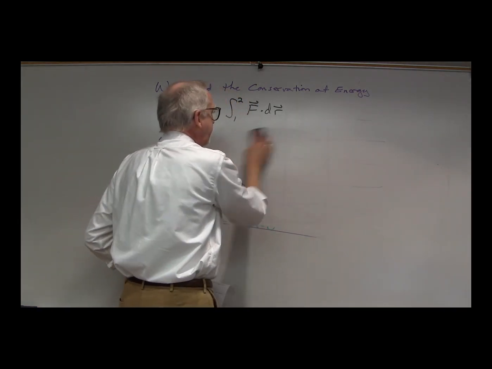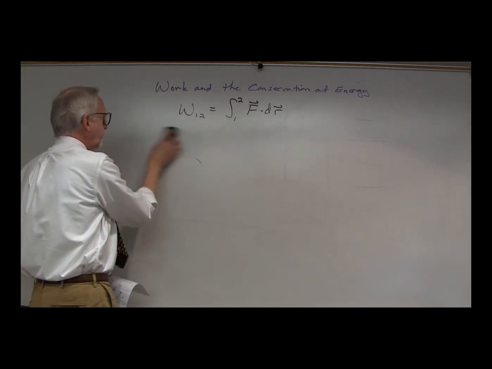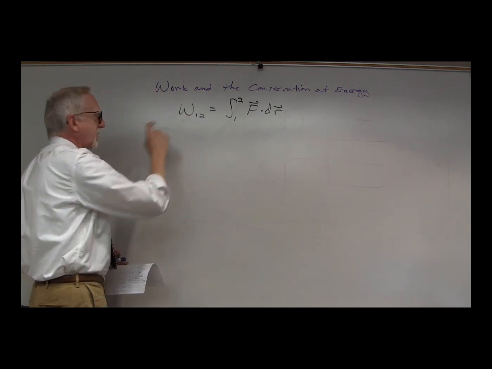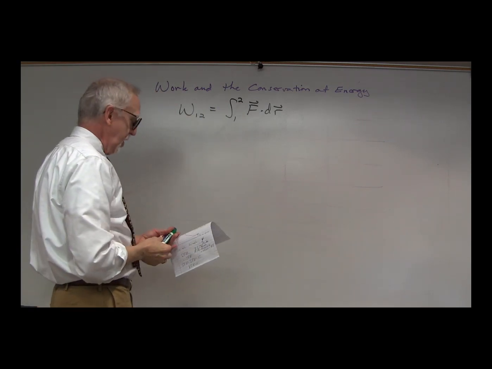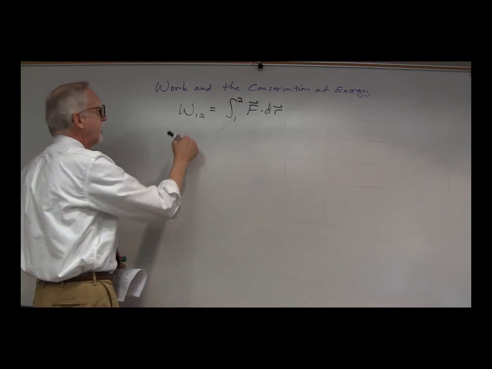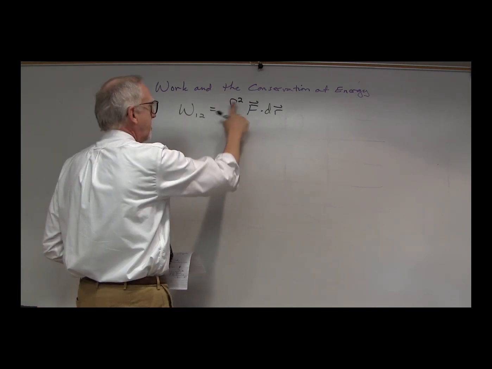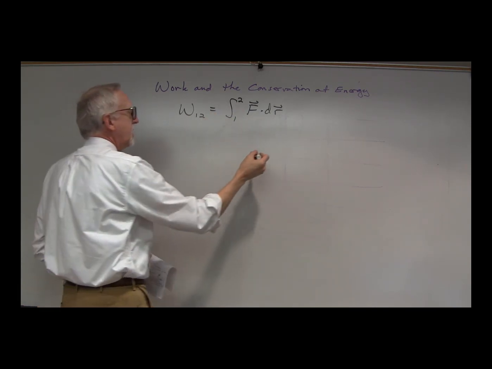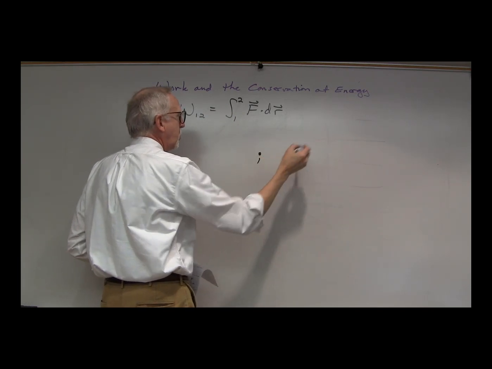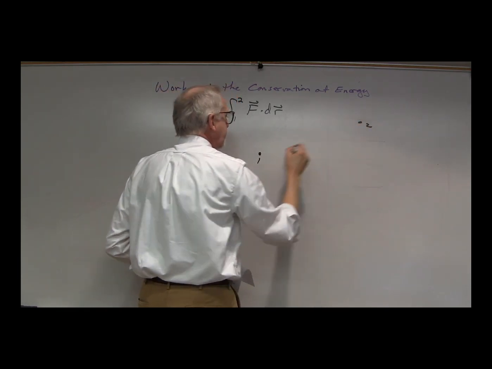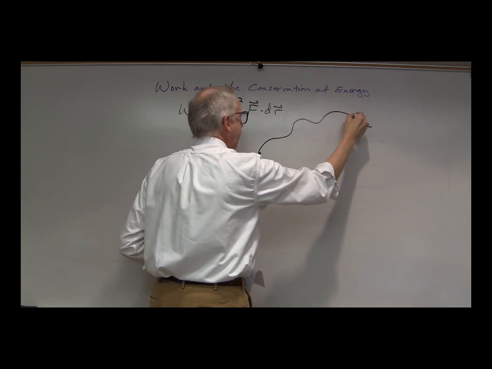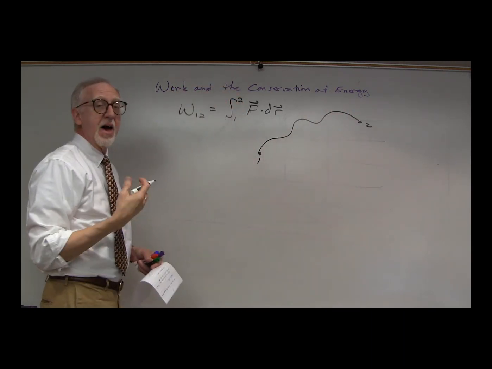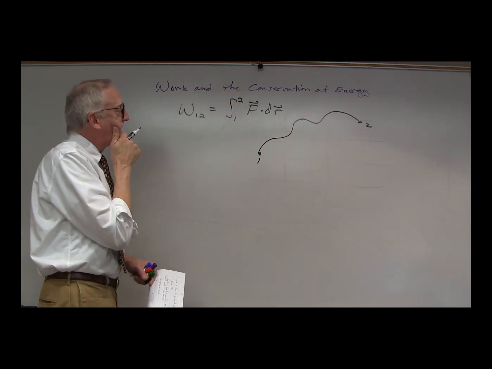Let's imagine that we have some general force, and we want to calculate what the work done is to go from point 1 to point 2. It is then the integral from 1 to 2 of F dot dr. In other words, we're going from some point 1, ending up at some point 2, along some path like that. And the path doesn't matter. Well, now let's think about this.